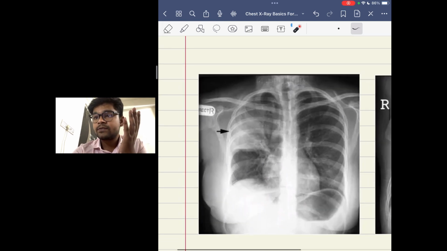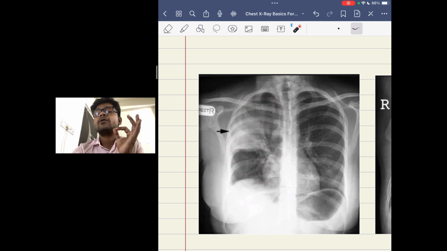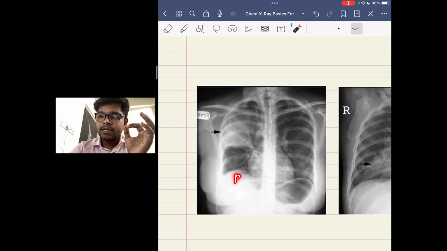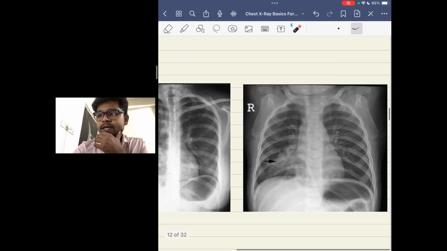So the trachea is in the midline. The angles are free. There is no volume loss on this side. So this is not a collapse. This is a consolidation. So this is a right upper zone consolidation. Let us see this image.